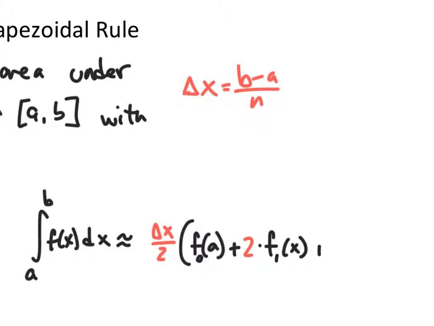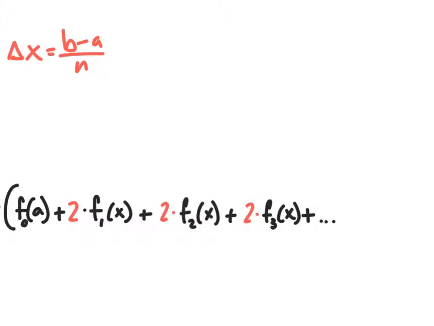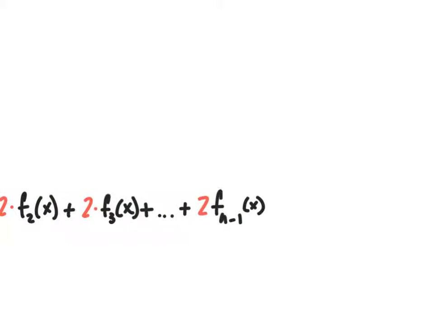I'm going to go over here and call this plus 2 times f sub 2 of x, and then plus 2 times, say, f sub 3 of x. And I'm going to add up all those terms in between, so dot, dot, dot, and then plus 2 times, say, f sub n minus 1 of x, and that's my second to last term. And then my last term is just going to be f sub n of b.